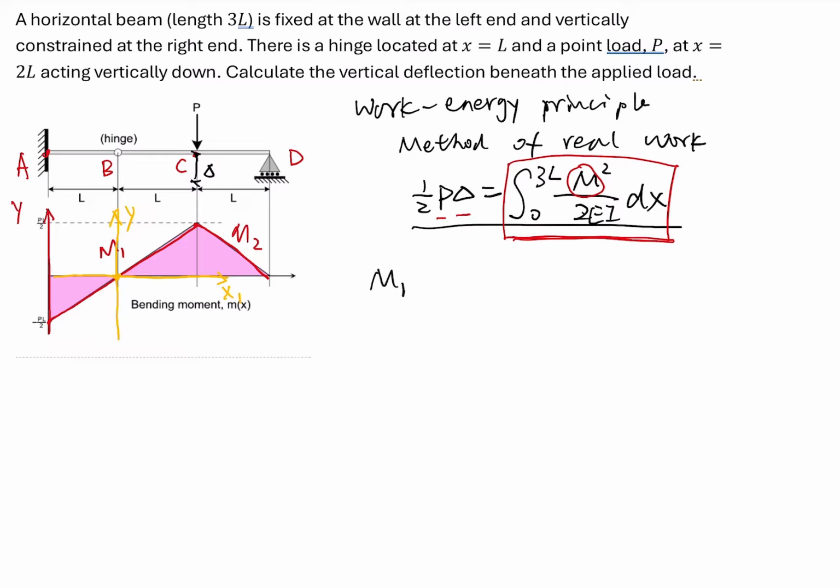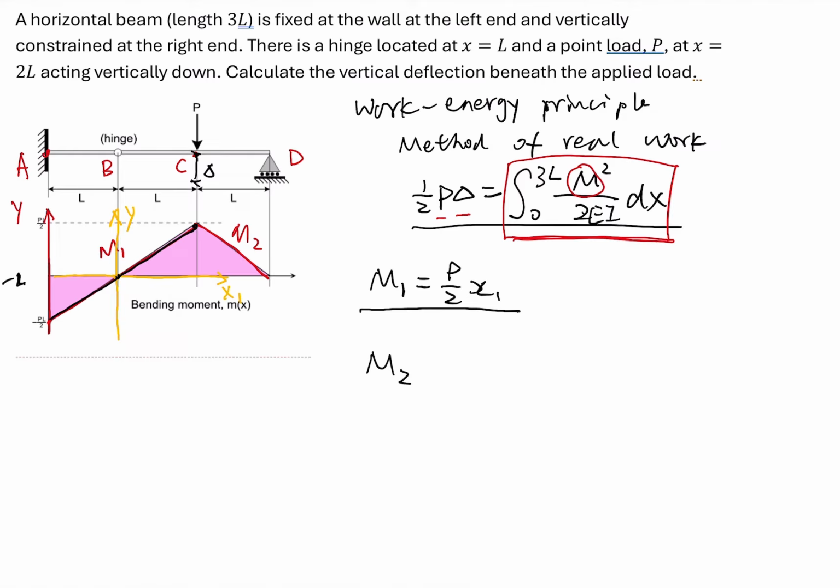If I put the origin of the coordinate system at point B, then we can easily express M1 equal to P/2 x1. This curve M1 can be expressed by this function of x1. If x1 equals 0, then the bending moment equals 0. If x1 equals negative L, the bending moment is minus PL/2. If x1 equals L, then the bending moment is PL/2. So this is M1.